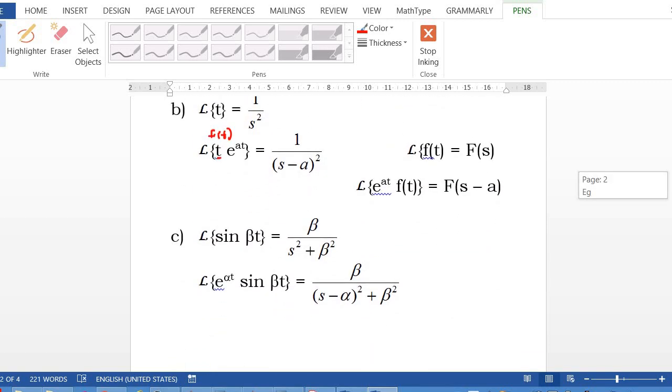Okay, the third one, the Laplace transform for e^(alpha t) sin beta t. This is the f(t). f(t) is sin beta t. So we have the form e^(at), where a, in this case, is equal to alpha: e^(alpha t) f(t), where f(t) is sin beta t. The Laplace transform for f(t), or sin beta t, is beta over s squared plus beta squared. Hence, the Laplace transform for e^(alpha t) sin beta t, from F(s), s here is replaced by s minus alpha, so make sure to put brackets, (s minus alpha) squared.